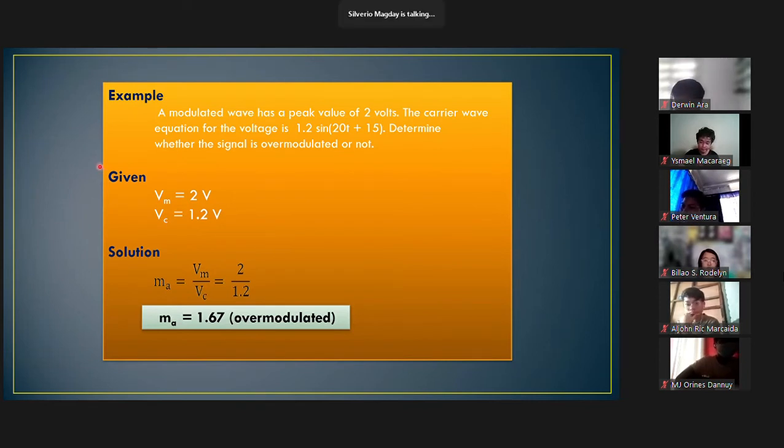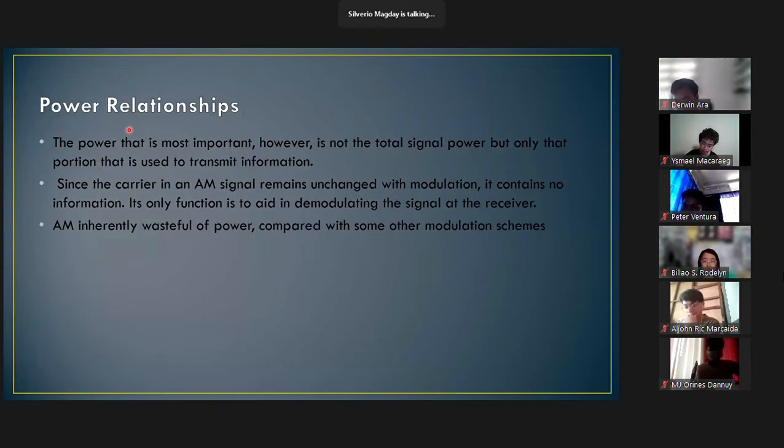Pero hindi lang yan yung analysis when it comes to the amplitude modulation. Meron din dapat power relationship, and you should understand power relationship measures. The power that is the most important, however, is not the total signal power, but only the portion that is used to transmit information. Since the carrier in an amplitude signal remains unchanged with modulation, it contains no information. And it is the sideband that carries the information. Its only function is to aid in demodulating the signal at the receiver.